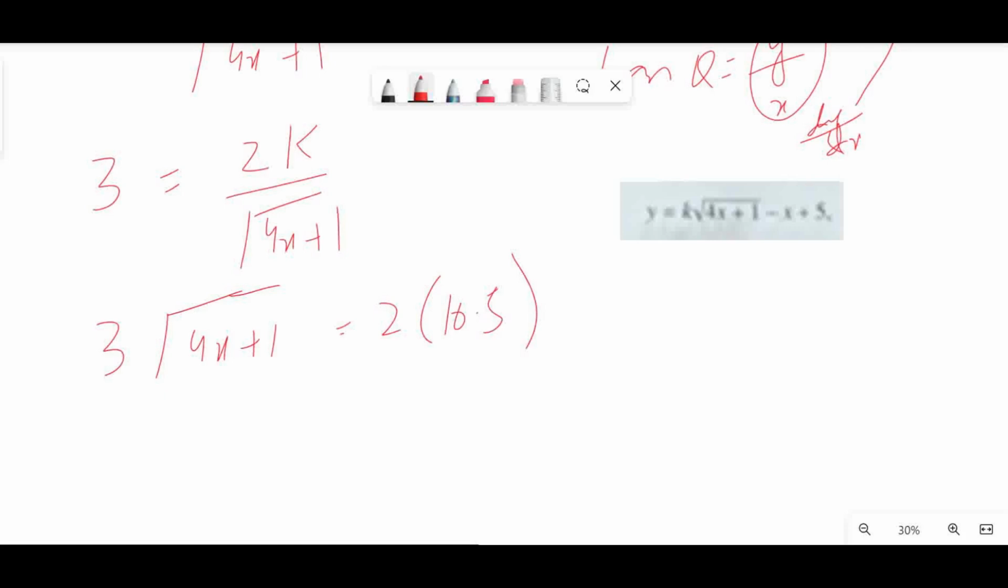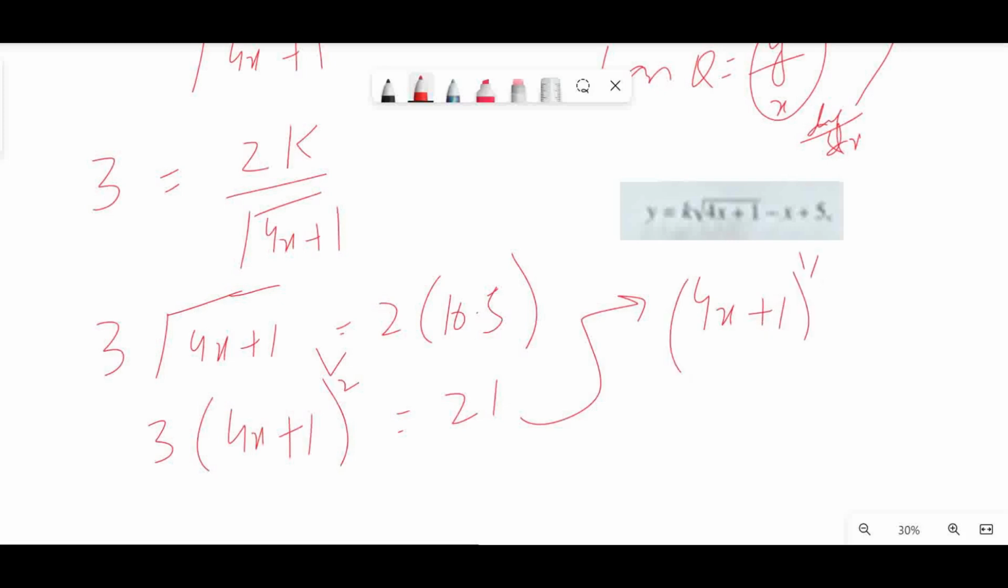So we can write it as 3 into (4x plus 1) whole power 1 by 2 is equal to 21. If we rearrange it further, this will become (4x plus 1) whole power 1 by 2 is equal to 21 divided by 3, which means this will be equal to 7. Now take the square on both sides. So this will be 4x plus 1 is equal to 7 squared.